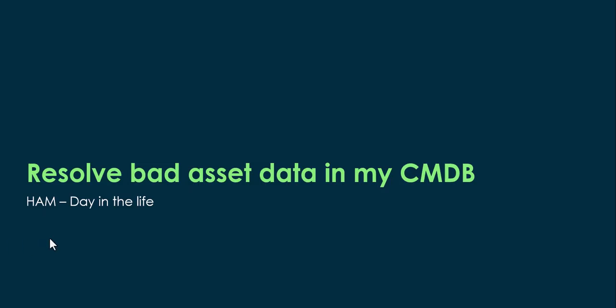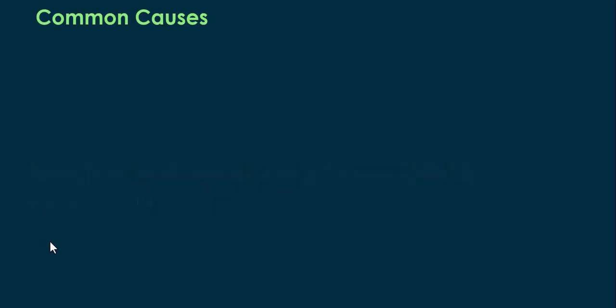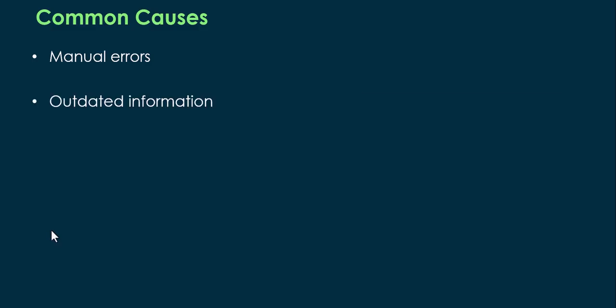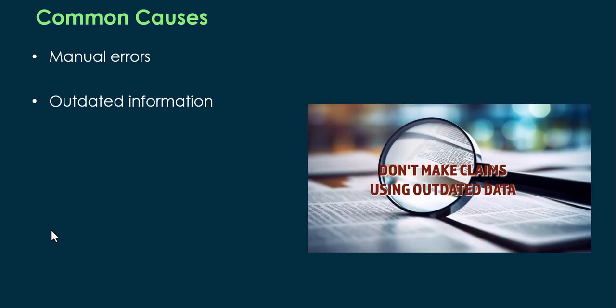Let's first understand what some of the most common causes are of having bad data. First of all, manual errors. Human error is a significant factor, especially when data is entered manually and updated infrequently. And when you have infrequently updated data, that leads to another cause, outdated information. Your CMDB data needs to be regularly refreshed to reflect the dynamic changes in your IT environment. Having outdated information will lead to inaccurate representations of the environment.